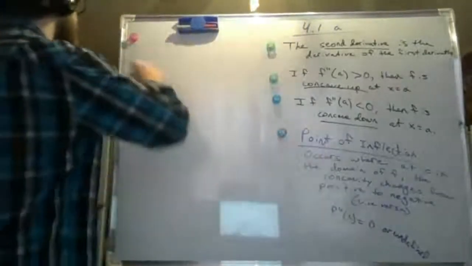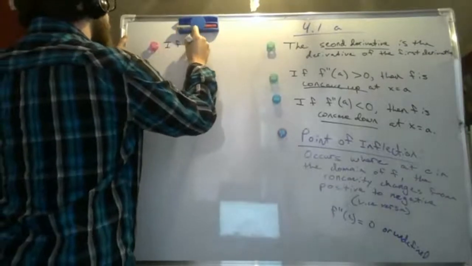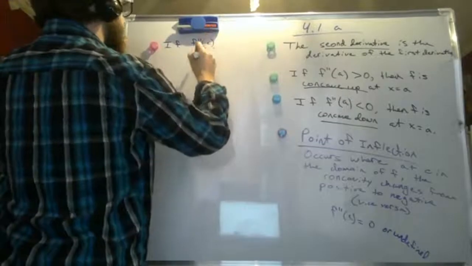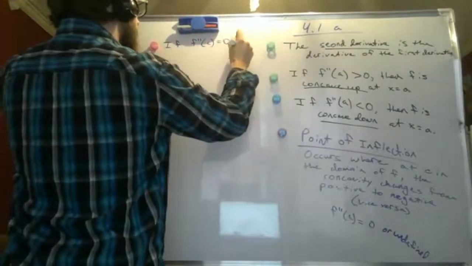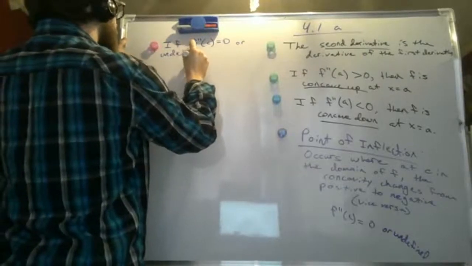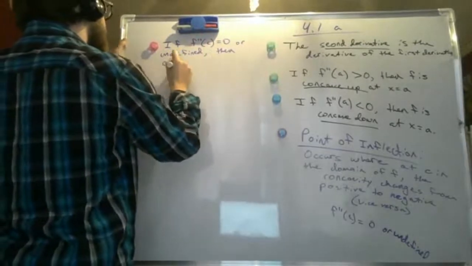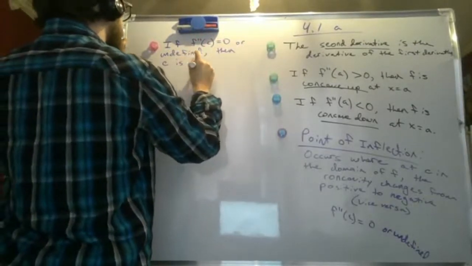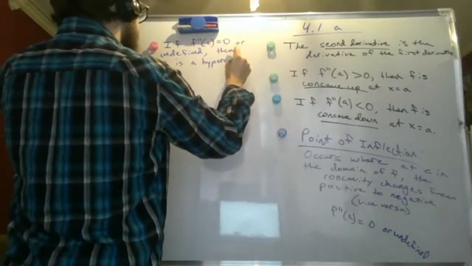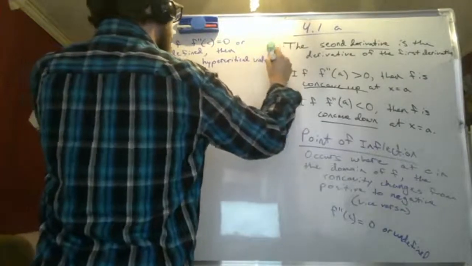So more specifically, this leads us to our next definition. If f double prime, the second derivative at C, is 0 or undefined, then C is what we call a hypercritical value, or you could call it a hypercritical point.